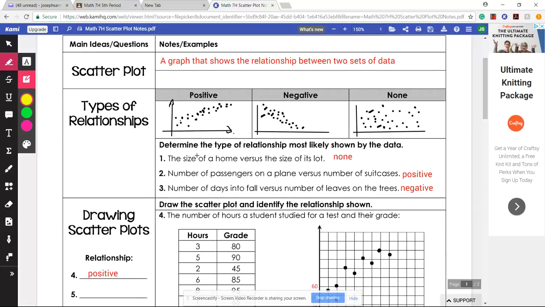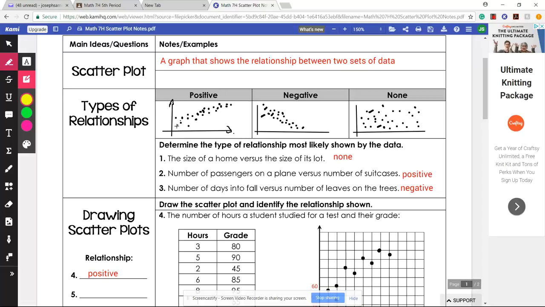We can have a scatter plot with a positive relationship. We can have a scatter plot with a negative relationship, and we can have a scatter plot that has no relationship whatsoever. So as you all can see, one thing I want you to think about is our coordinate plane. Okay, when we had a positive slope, it was always increasing. When we had a negative slope, it was always decreasing. Okay, so you want to try to think about that.